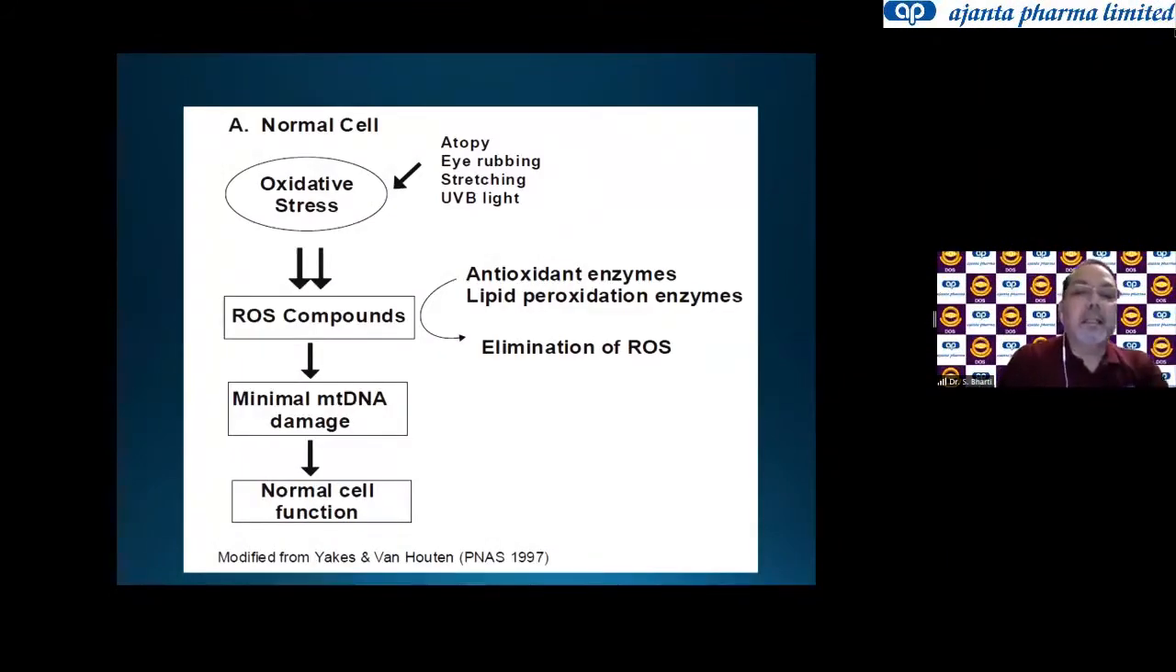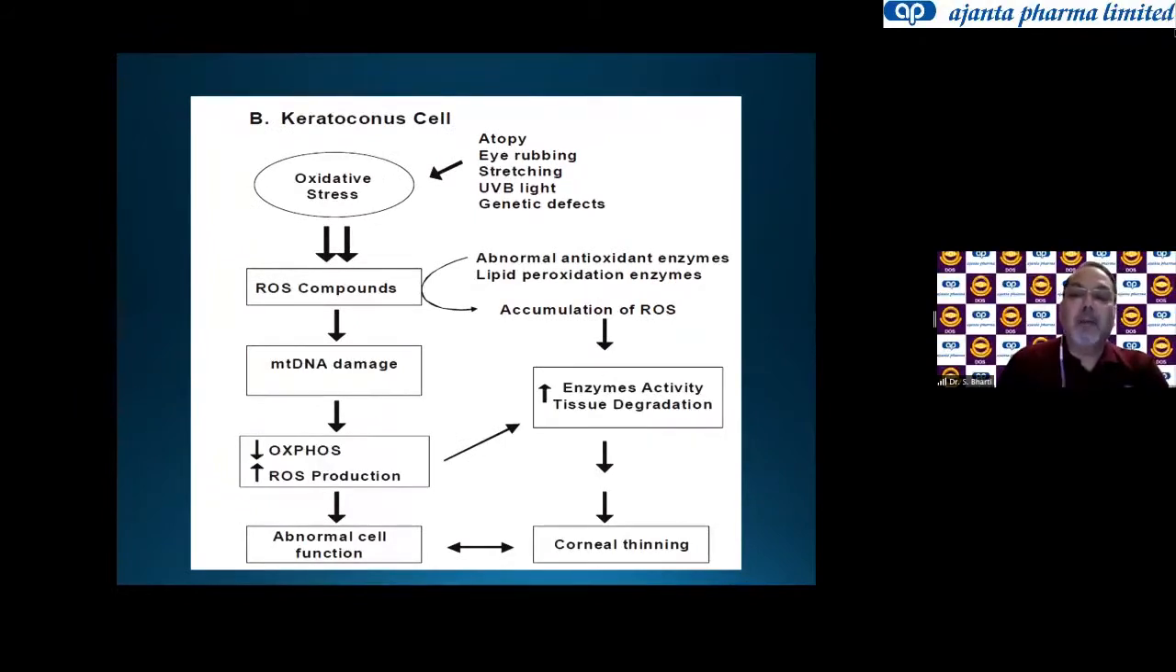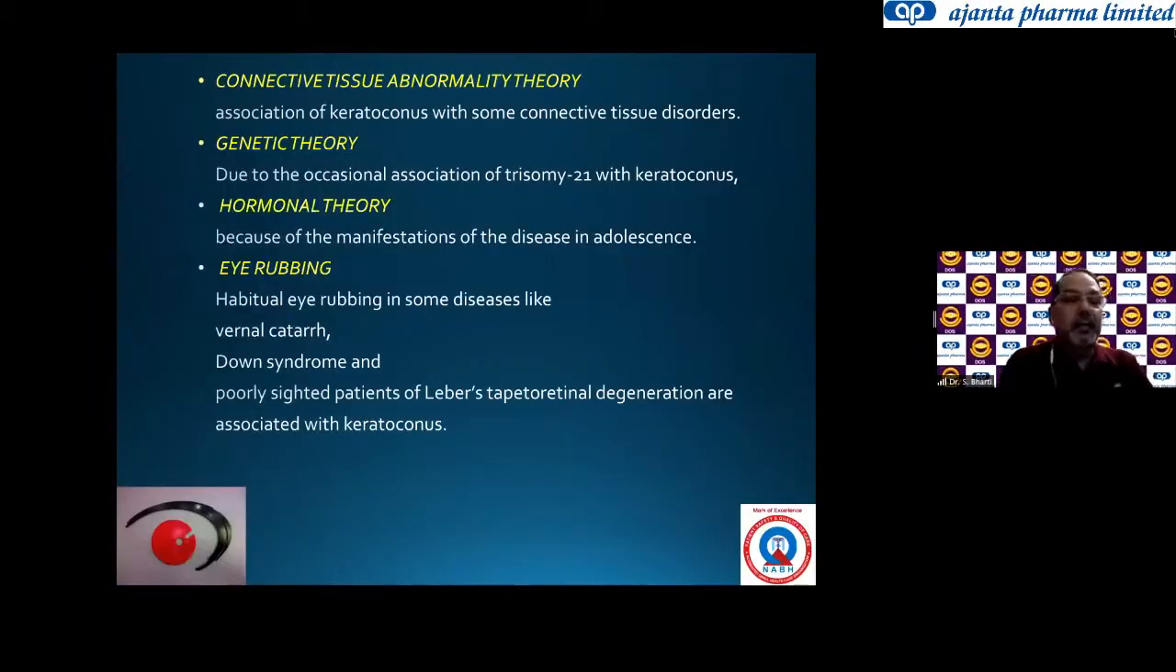So in a normal cell, there is oxidative stress because of atopy or eye rubbing, and this produces the ROS compounds, which are eliminated by antioxidant enzymes, and normal cell function is maintained. But in a keratoconus cell, these abnormal enzymes are not very effective in removal of these ROS compounds, and then these continue to accumulate, and there is degradation. Also, there is damage and abnormal cell function along with the corneal thinning, and this leads to ectasia.